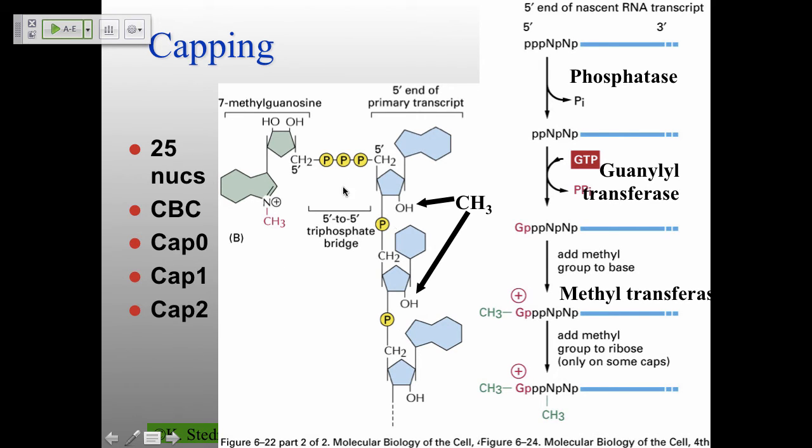Again, the cap binding complex will associate with this, pull it out of the nucleus, protect it from the nasty exonucleases, and help with translation later on. Okay, we're happy with caps?